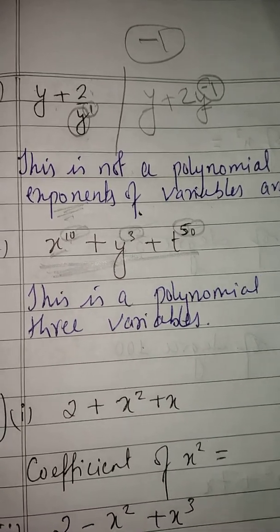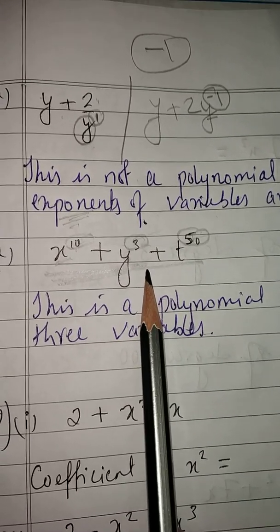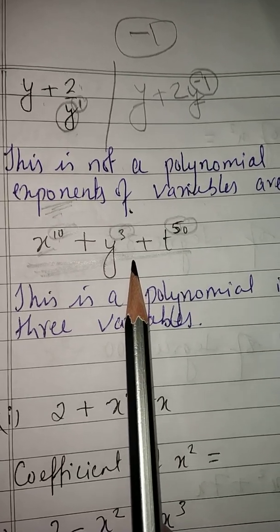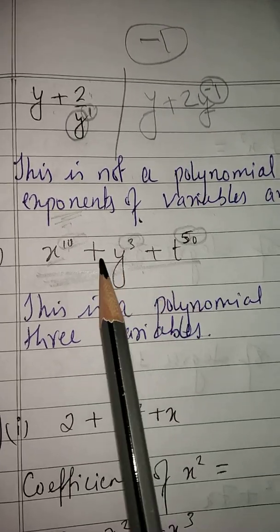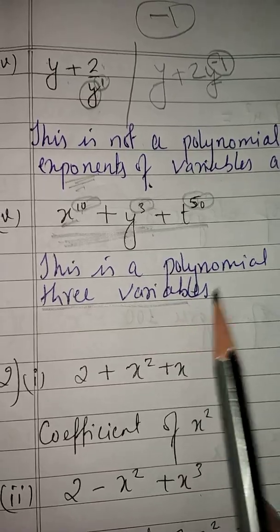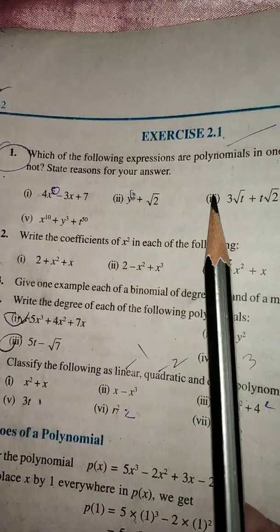But do you think, is it in one variable? No, this is not in one variable. How many variables are here? 1, 2, 3. So this is a polynomial in how many variables? In 3 variables. Okay students, I hope you all understood question number 1.